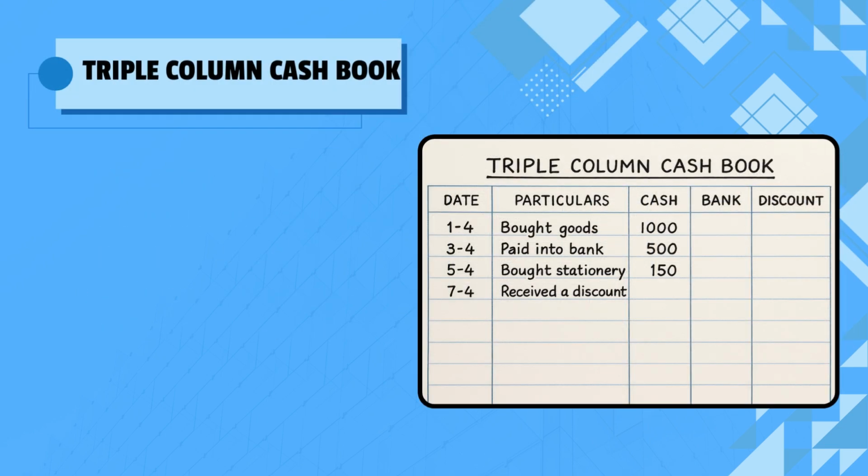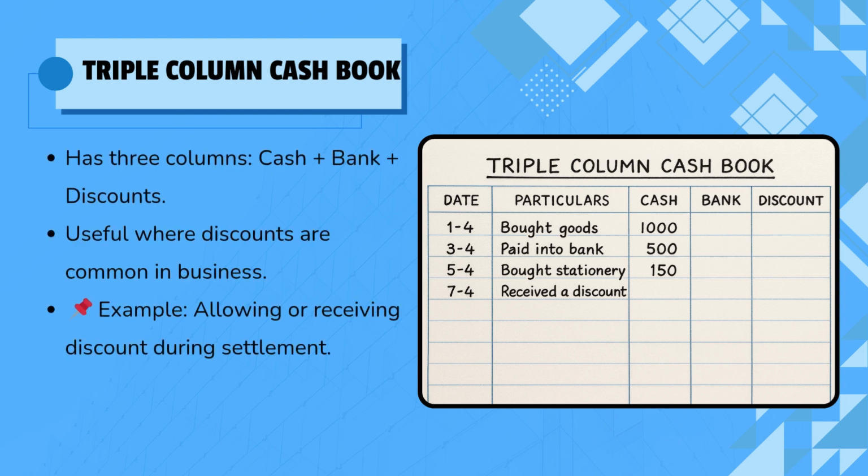Then we have the triple column cash book. The triple column cash book has three columns. We have cash, bank, and discounts. It is useful when a business regularly allows or receives discounts during the settlement of debt.